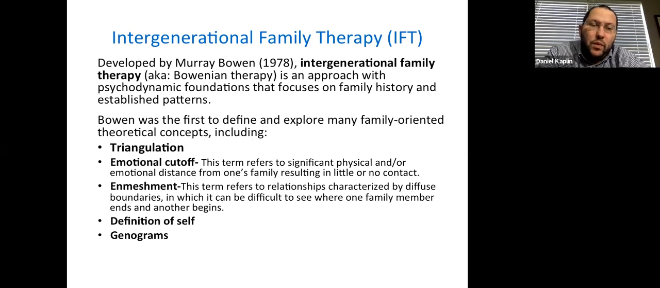So one person might be referred to as the ostracized one or the black sheep of the family, right? So that one is separate. That would be an emotional cutoff, right? So having very little contact or any at all. We have enmeshment. Enmeshment is where one member of the family overly meddles in another family member's decision-making.